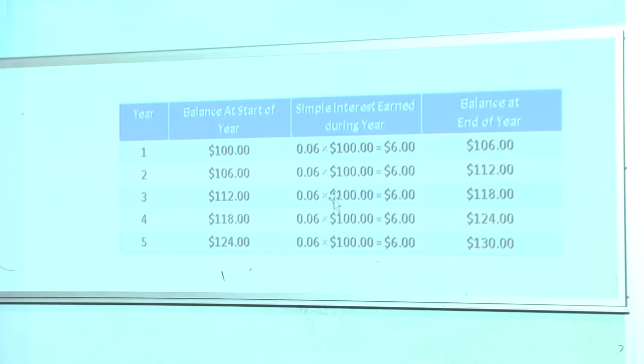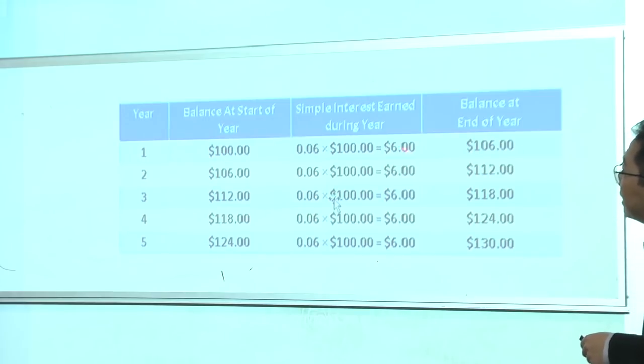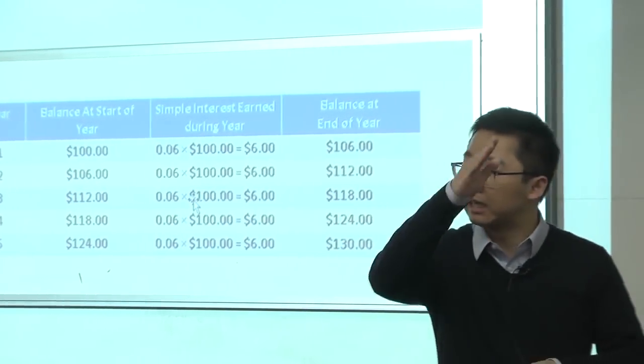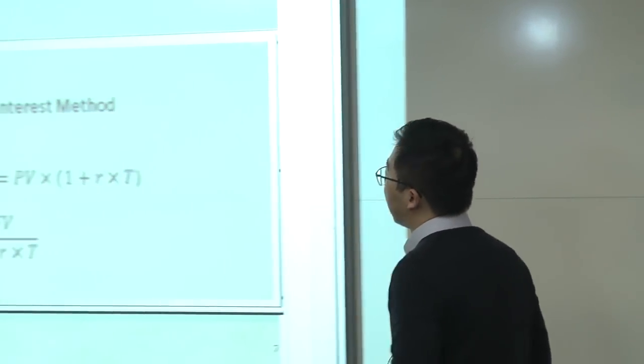Say it is a 5-year investment. And the balance at the end of the year is just the balance at the beginning of the year plus the interest earned that year, okay? Say 106. And another $6, another $6, another $6. It's a linear relationship. It's not increasing in the account balance.